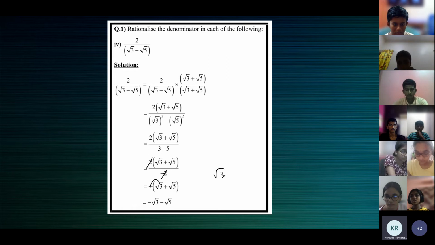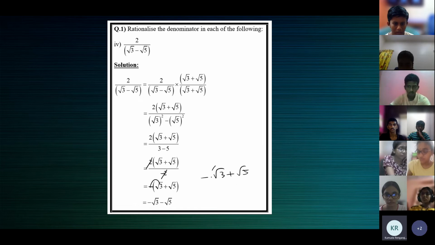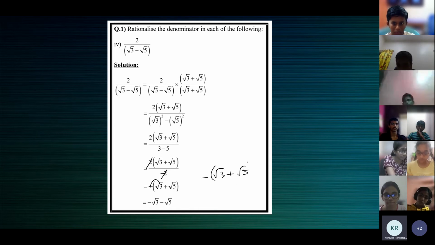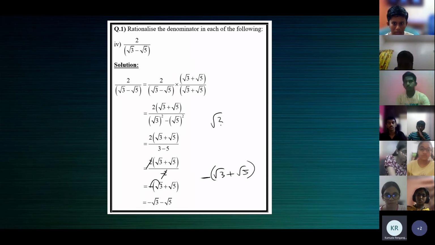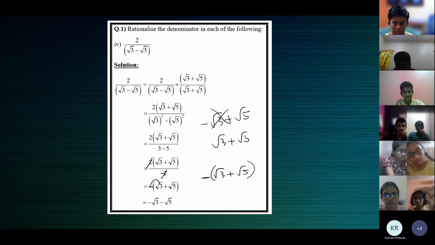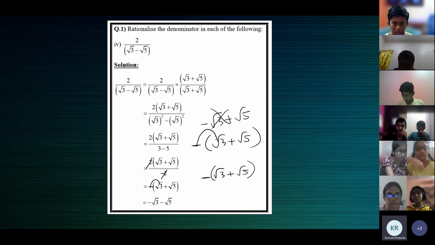So see here, we have root 3 plus root 5 in the numerator. You can't just put a minus like this. There are 2 terms in the numerator, so enclose the terms in a bracket and the minus should be applied to both the terms. For all the terms here, the minus is applied. So bracket and minus. It will become minus root 3 minus root 5.